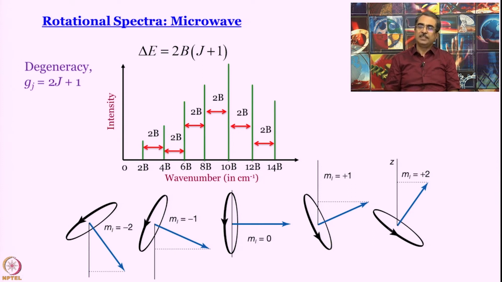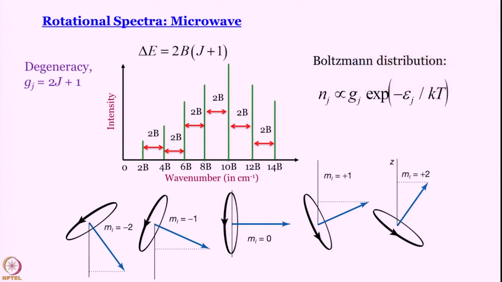So degeneracy is there. What happens to degeneracy then? As you go higher up the level, degeneracy increases. And what is Boltzmann distribution? It is Gj multiplied by e to the power minus epsilon j by kT.